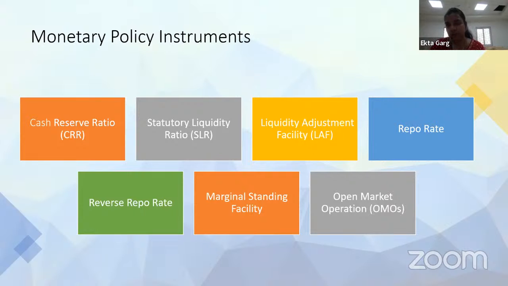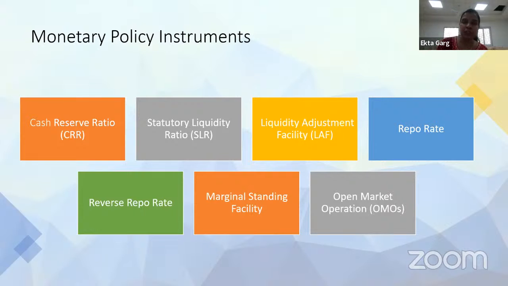Now, when we talk about monetary policy, it is of two types. It can be either expansionary or contractionary. When we say expansionary monetary policy, it means that we are using the monetary policy tools such that they have an expansionary impact on the economy. When we say expansionary impact, it means we want to increase the income in the economy. We want to increase the GDP, output, and employment in the economy, right?